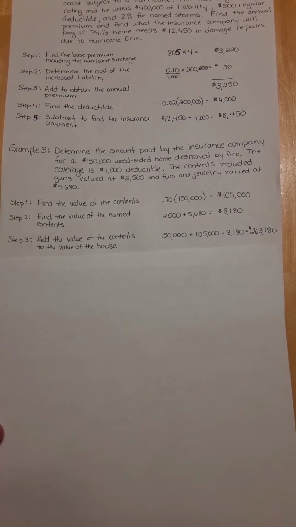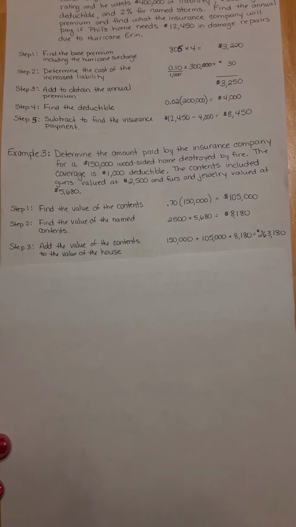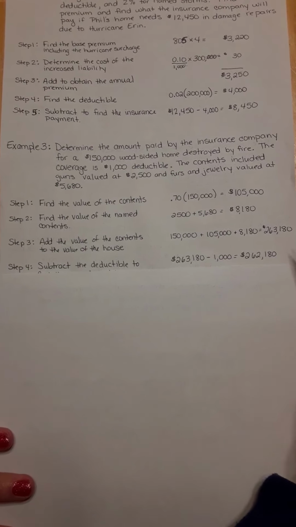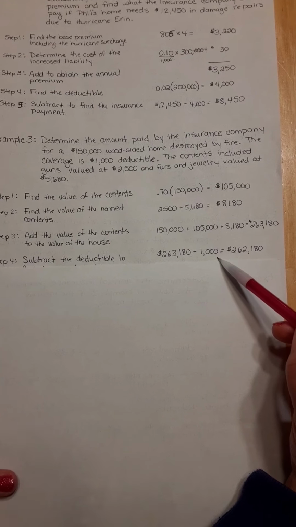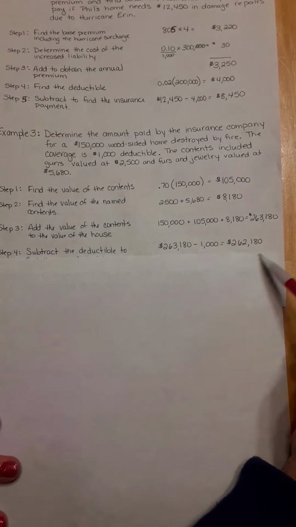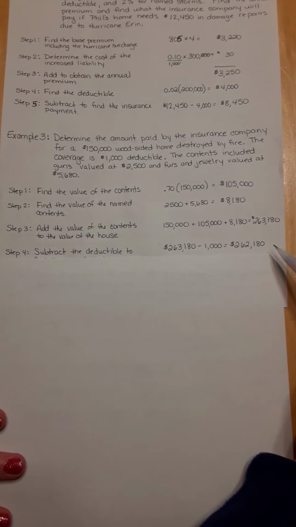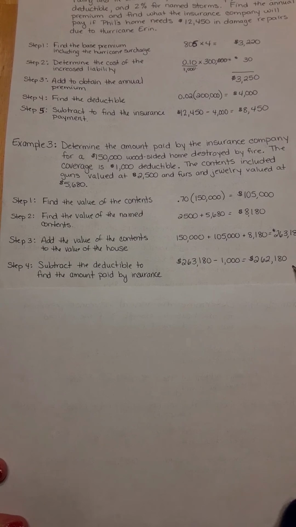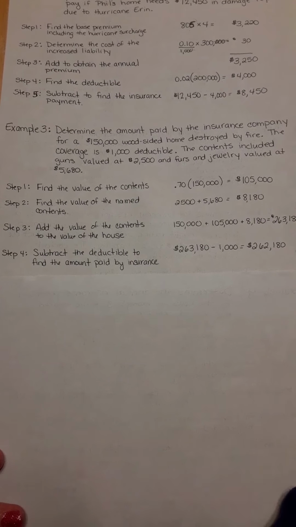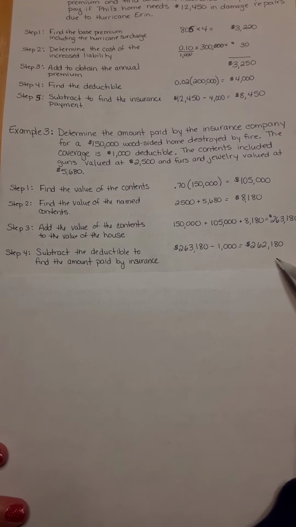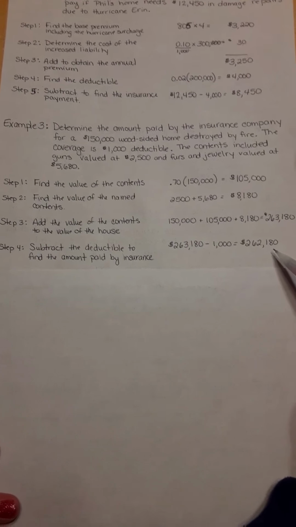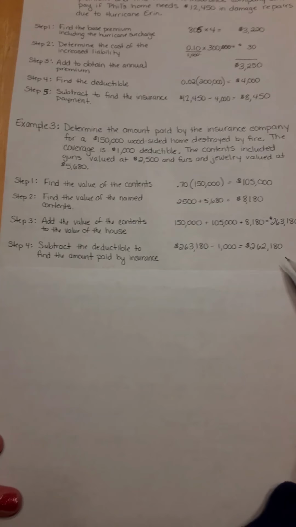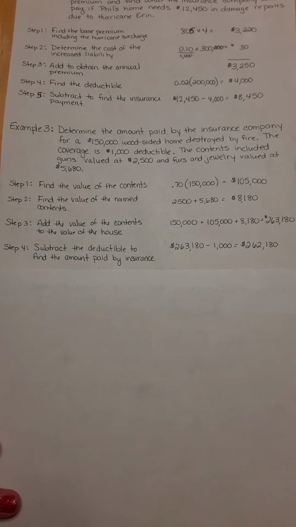Now, in our problem here, it says that we have a $1,000 deductible. Before the insurance company gives us a check, we have to pay this deductible. And so we're going to go ahead and take this total here and subtract the $1,000 deductible. And this is actually the check that the insurance company is going to write to the homeowners to have them be able to rebuild their house. So this is why having insurance on a house is a good thing, because not everyone has $262,180 just sitting in their bank account to go ahead and rebuild a house if they have a fire. So insurance is a good thing.